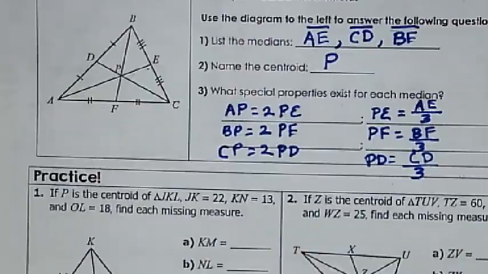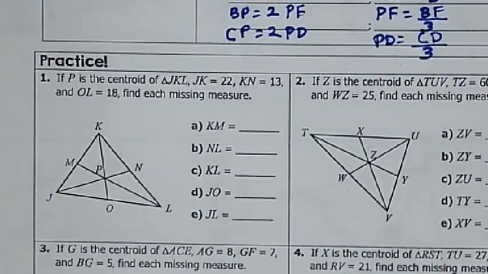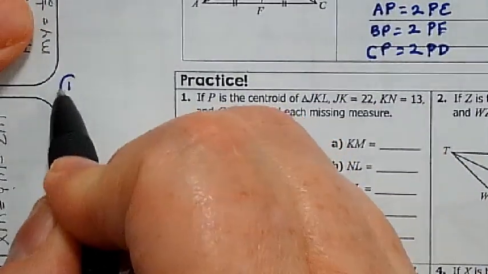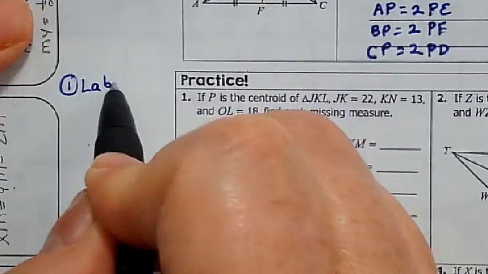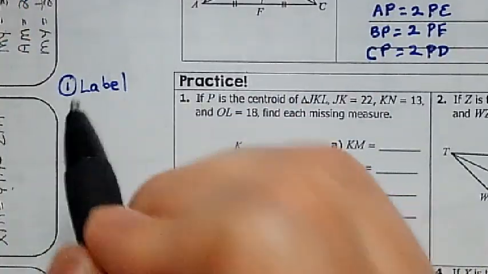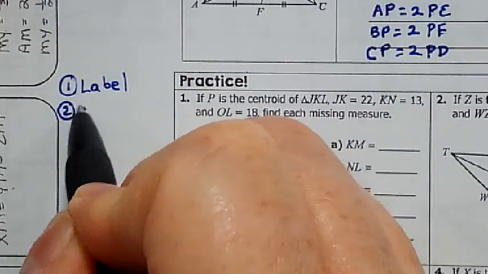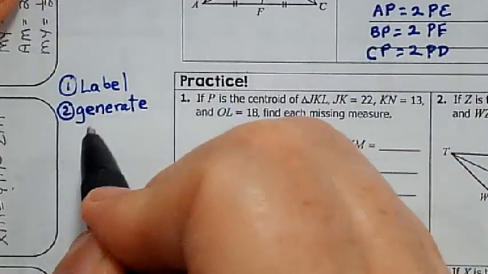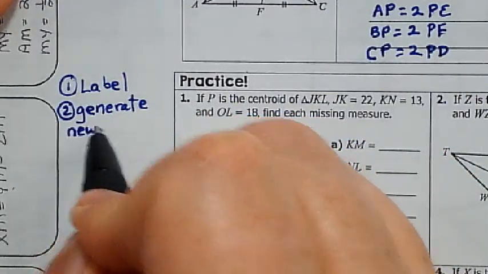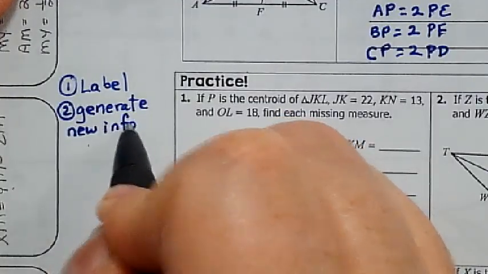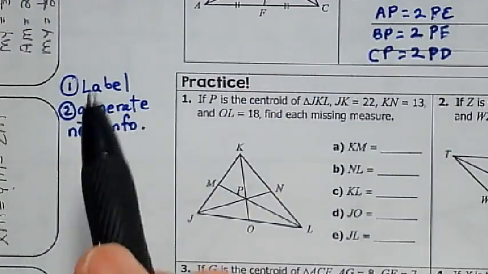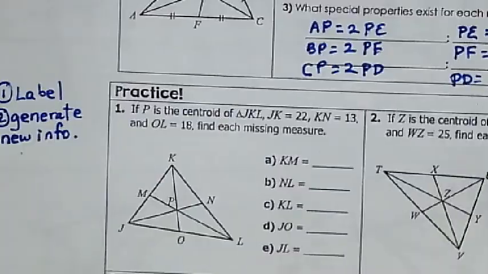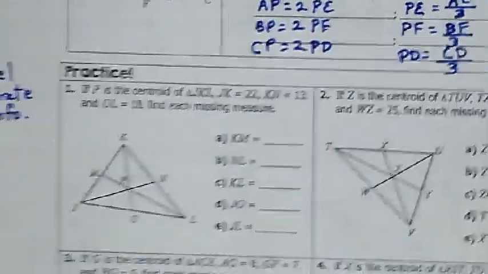When you do these problems, I want you to do them in 2 steps. Step 1, I want you to label the diagram. After you label, I want you to do this. My favorite word, generate. New information. Generate means to produce or to make or create. So in other words, you're going to label and then generate. Label, then generate. So I'm going to zoom in on number 1. I know this is really small, but work along with me.